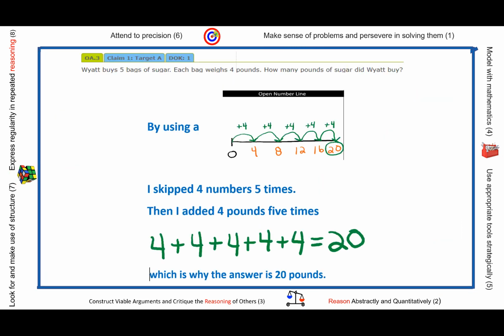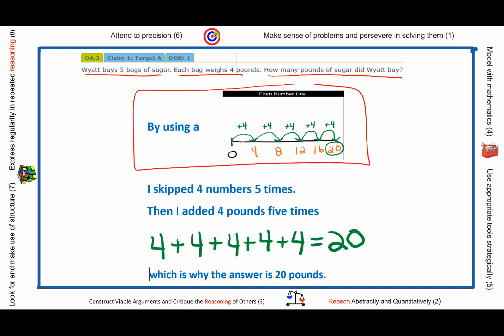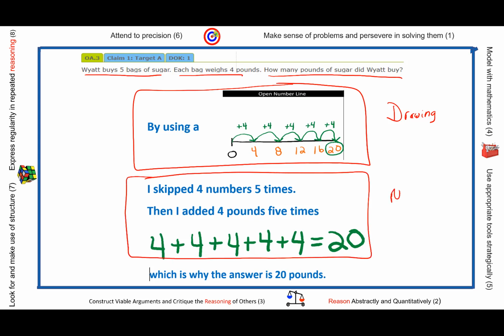So this is what we expect students to be able to do. We have to respond to this. Wyatt buys 5 bags of sugar. Each bag weighs 4 pounds. How many pounds of sugar did Wyatt buy? We're asking students to explain their solutions in terms of a drawing. We're expecting students to explain their words or their solutions in terms of numbers.